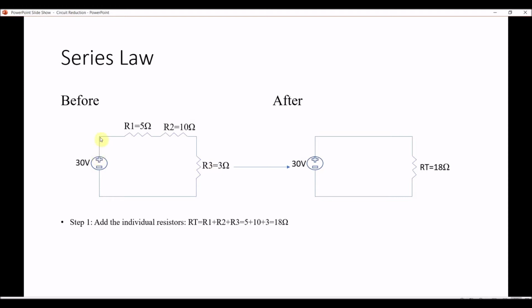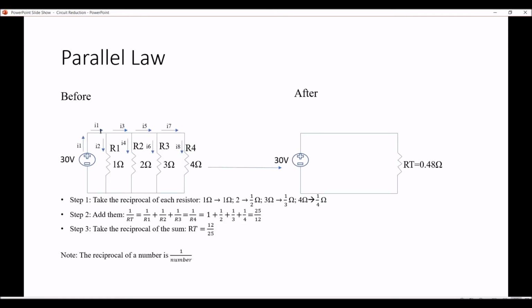Now, when current travels in one path, it's in series. So all these resistors right now are in series because there's only one path. You can only go here, here, here, here. It's just one single path. So when resistors are in series, like I said before, you add the resistances. So step 1, add the individual resistances. RT is R total, so it's equal to R1 plus R2 plus R3, which is 5 plus 10 plus 3, which is 18 ohms, which is what we have here. So these two circuits are exactly identical, but this one is much easier to solve with than this one, and that's series law. And now for parallel law.